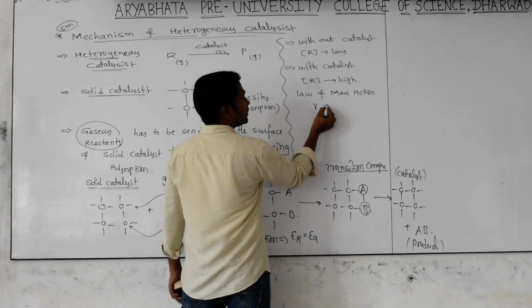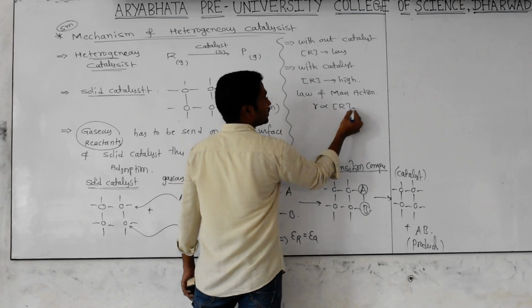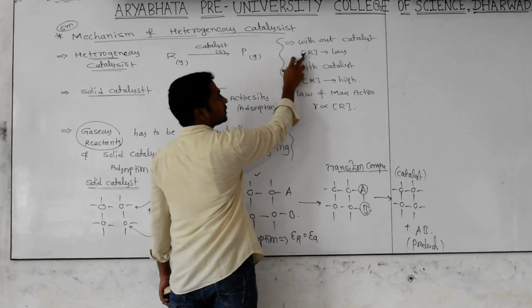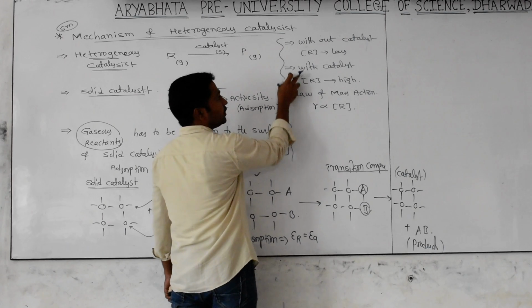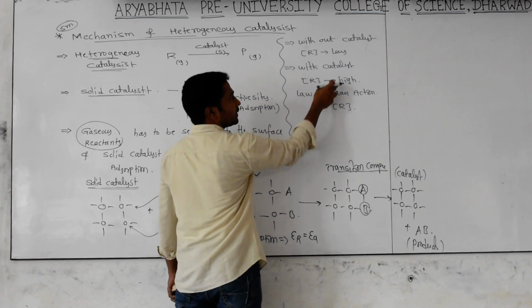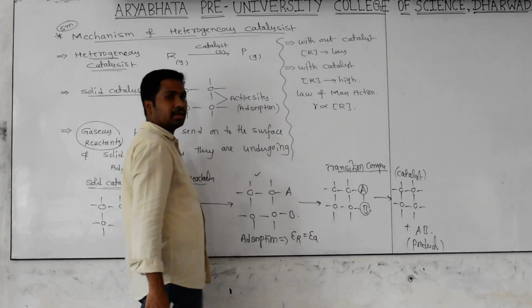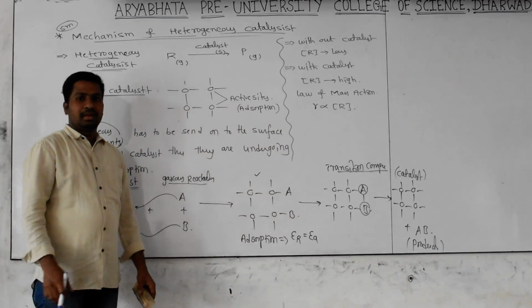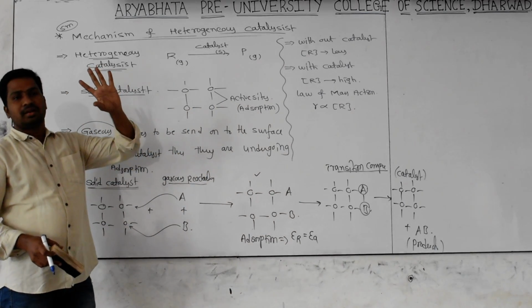The rate of reaction is directly proportional to the concentration of the reactant. Without catalyst, low concentration, low speed. With the catalyst, concentration of reactant is high, so automatically the rate is high. These are two reasons. We have to write enough to get the marks.